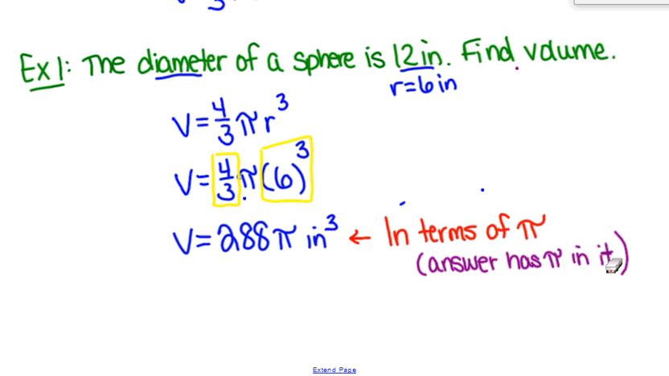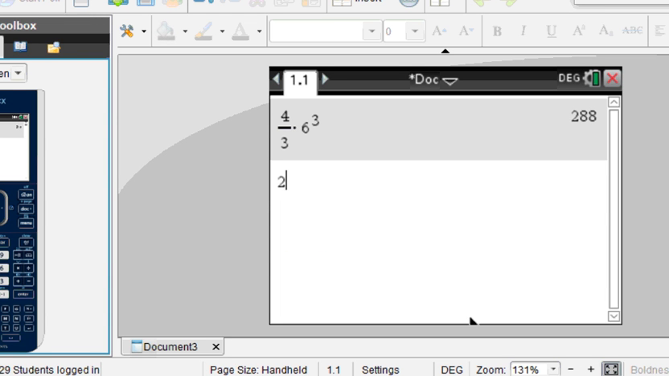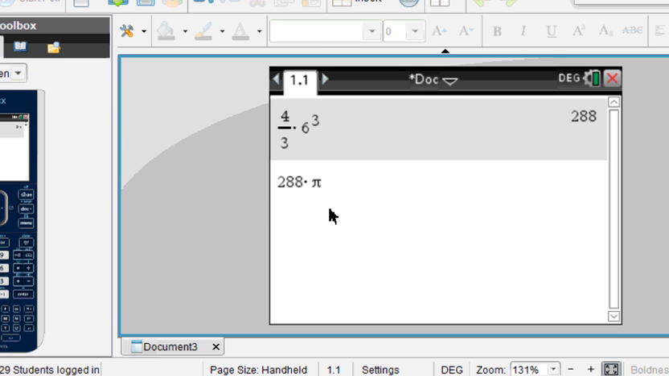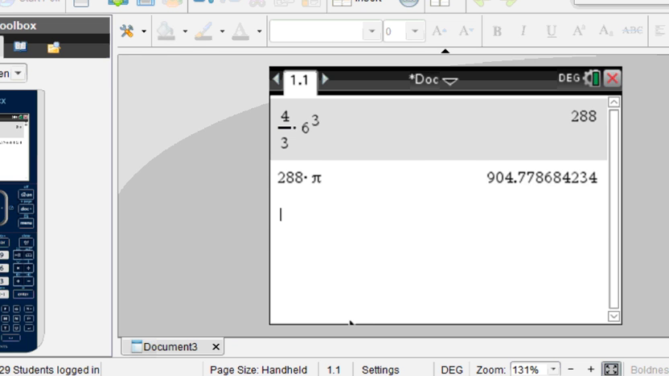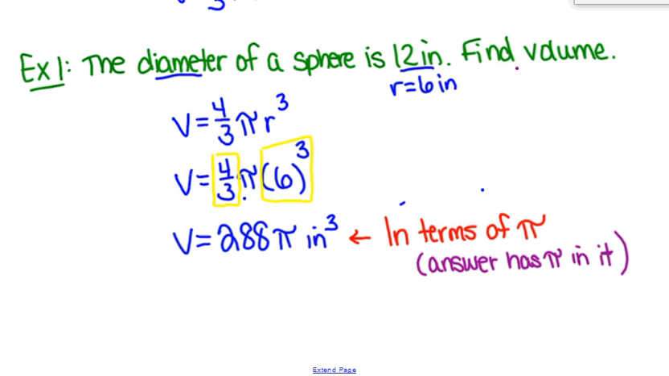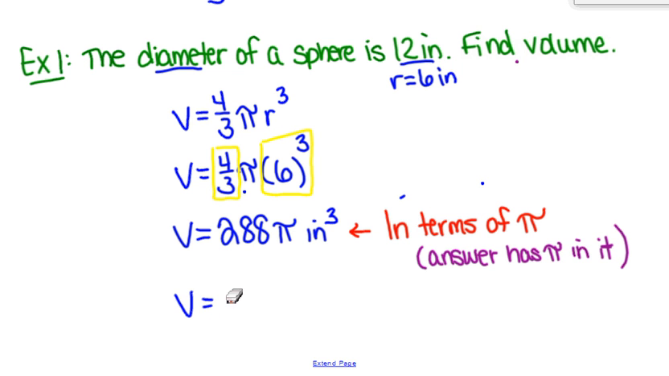Now, if, on the other hand, they ask you to round your answer to the nearest tenth, in that case, I'm going to go back to my calculator. This time I want to multiply 288 times pi, using that pi button on my calculator. When I round that answer to the nearest tenth, it looks to be about 904.8. Because I've already multiplied through by the pi, this one does not have a pi in it.